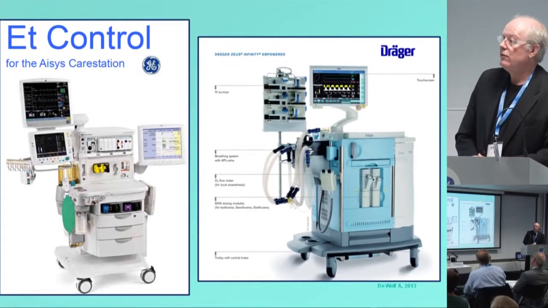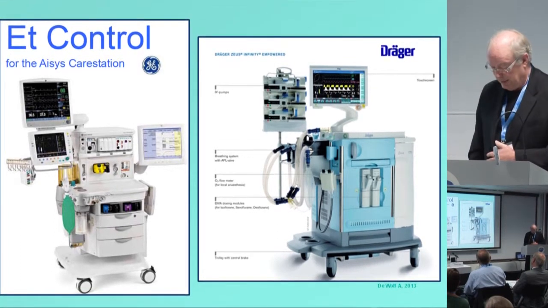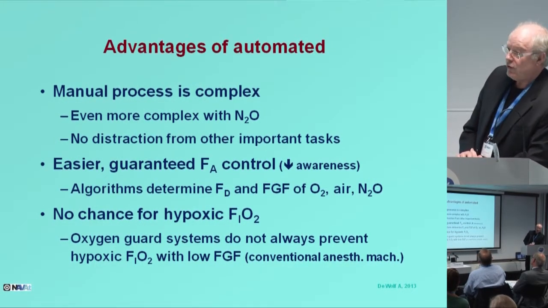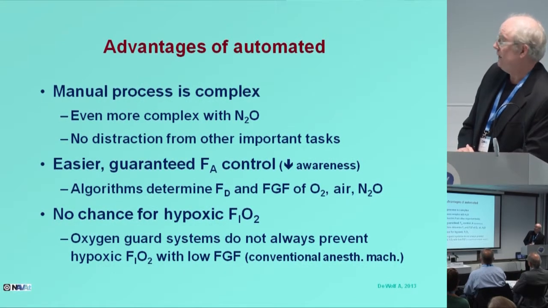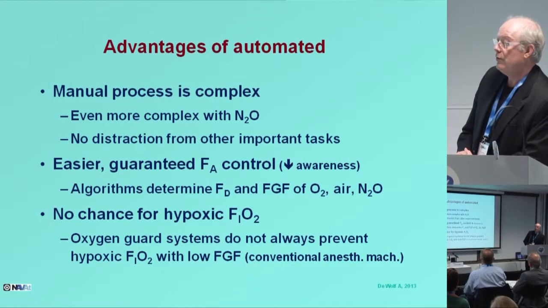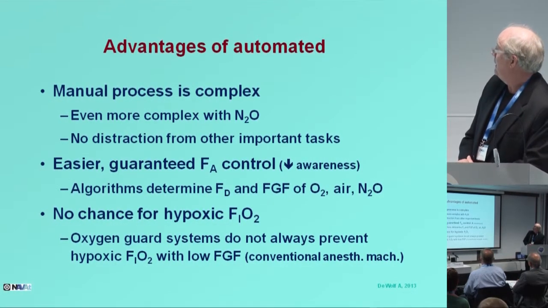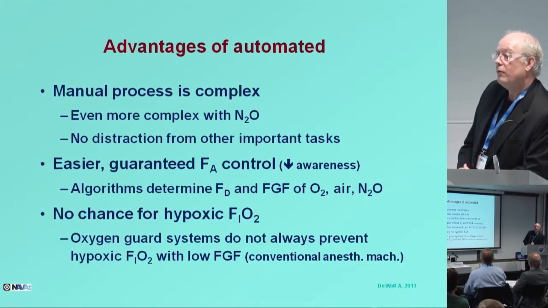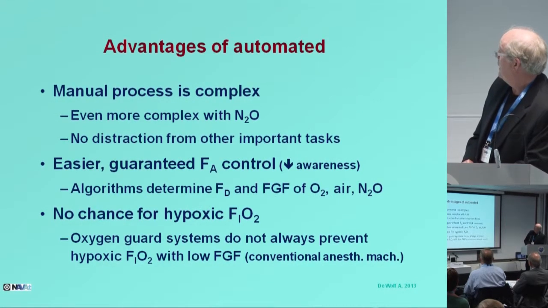Currently, there are 2 anesthesia machines on the market. Pretty soon there will be more, but there is the ACES and the Draeger Zeus. The advantage of the automated system, again, is that the manual process is complex and we fail frequently. It's even more complex when you introduce nitrous oxide to the equation, and there is no distraction. You have a guaranteed FA control, which hopefully and probably will reduce the incidence of awareness.